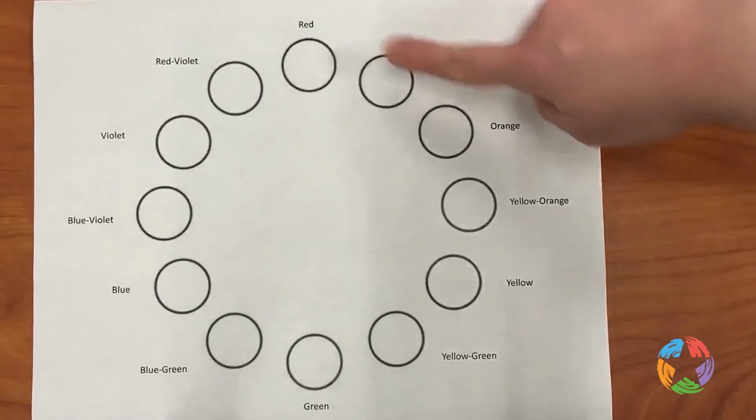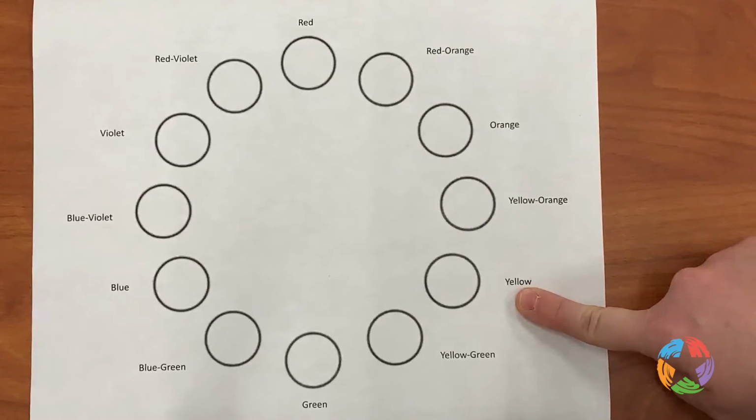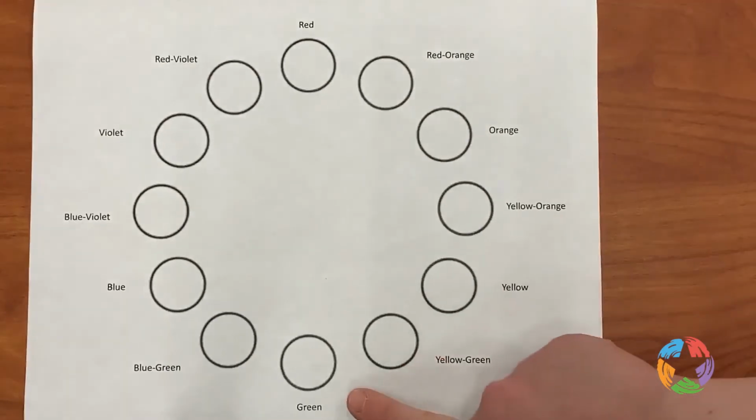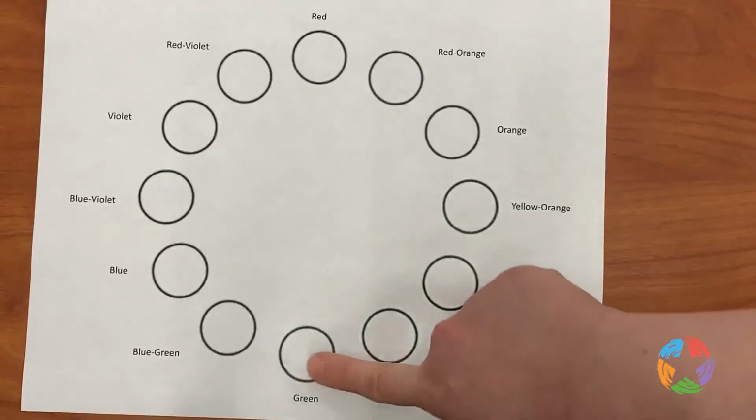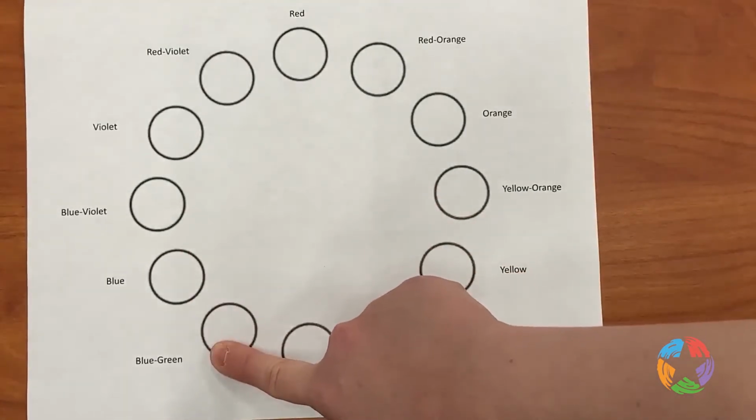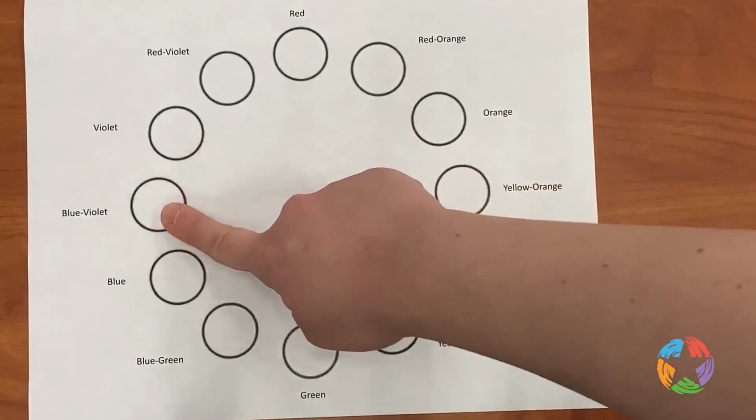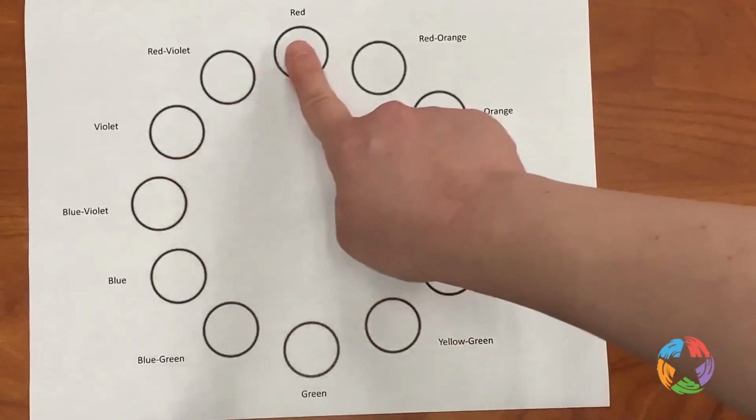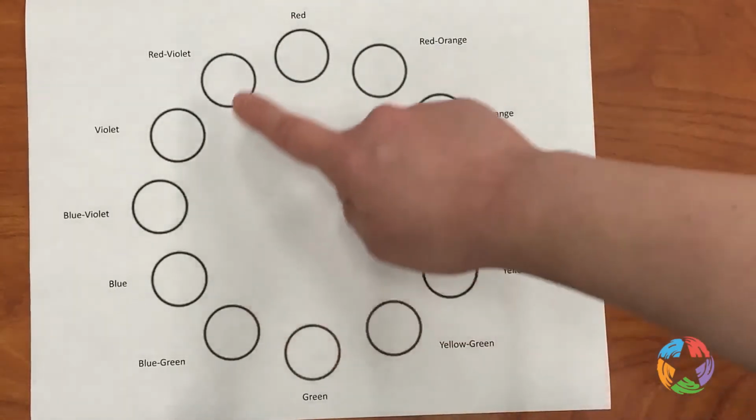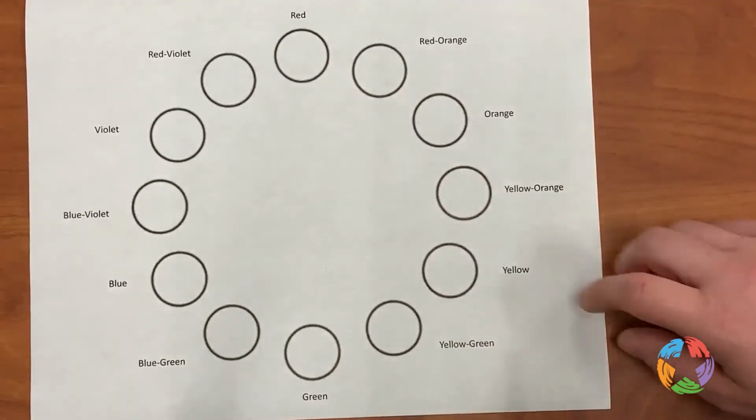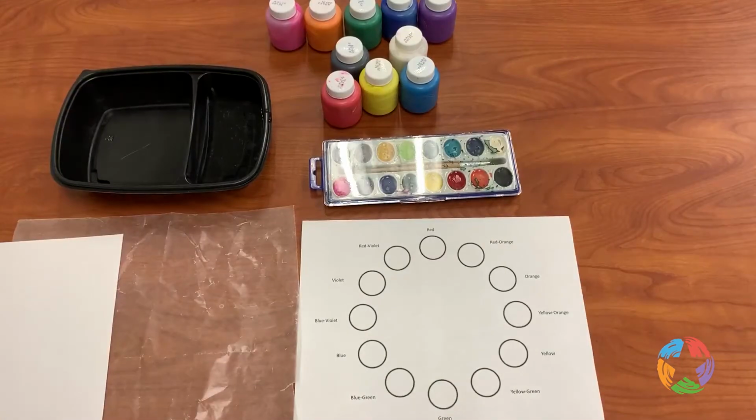So we have red and orange, red-orange, orange and yellow, yellow-orange, green and yellow, yellow-green, green and blue, blue-green, blue and violet, blue-violet, violet and red, red-violet. So this is one way to organize how all the different colors are together and work in cohesion in a color wheel. Okay, let's have some fun painting.